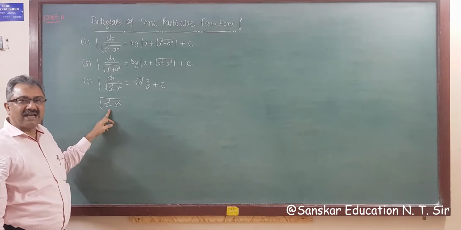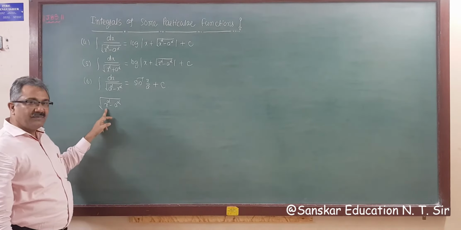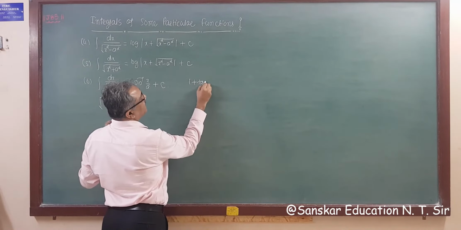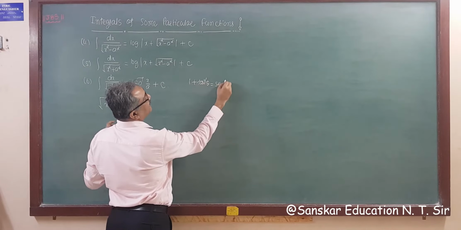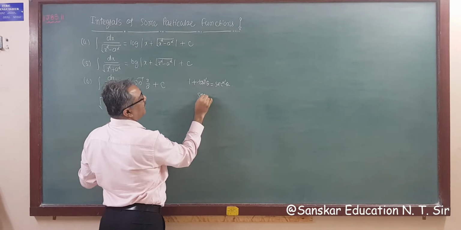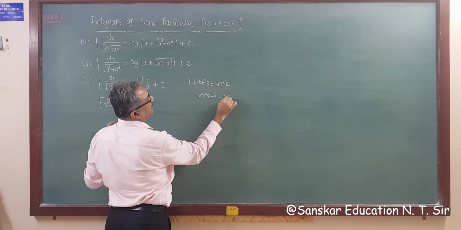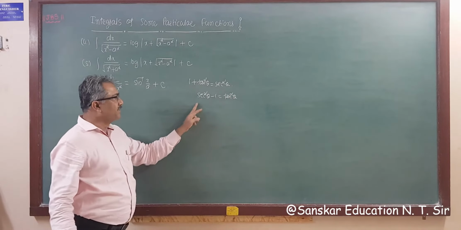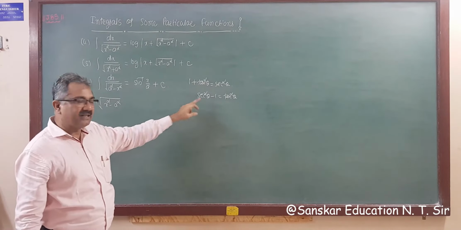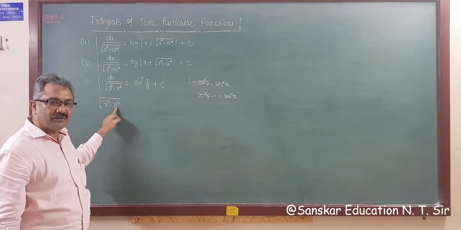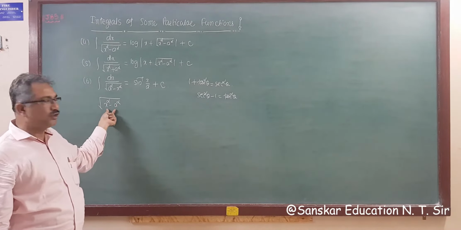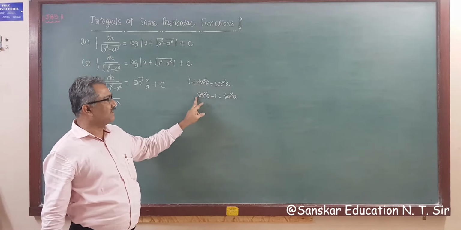So what is your substitution? x is equal to a, something minus 1. Something minus 1, that is, you have this formula 1 plus tan square theta is equal to sec square theta. So sec square theta minus 1 is equal to tan square theta. So something minus 1, the constant is 1. So x is sec theta, but here instead of 1, here is a. So we have to assume x is equal to a sec theta.